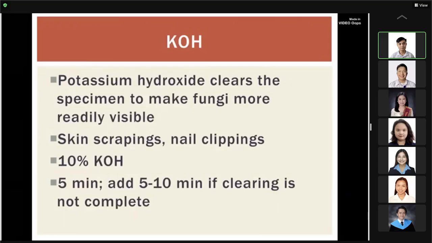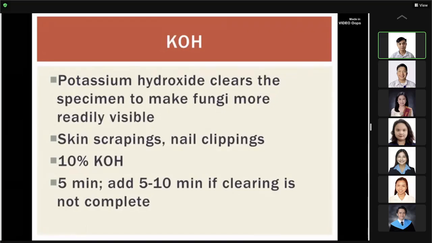And after that clearing, we'll be left with the epithelial cells and the fungal organisms, the hyphae and the spores, the yeasts. So typically, makakatanggap tayo ng skin scraping na nakalagay sa glass slide. Magkapatong yan. Tatanggalin natin yung cover glass slide. Then, pag nakita natin yung skin scraping, papatakan natin ng KOH. Then, lalagyan natin ng cover slip and we'll allow it to stand for 5 minutes.